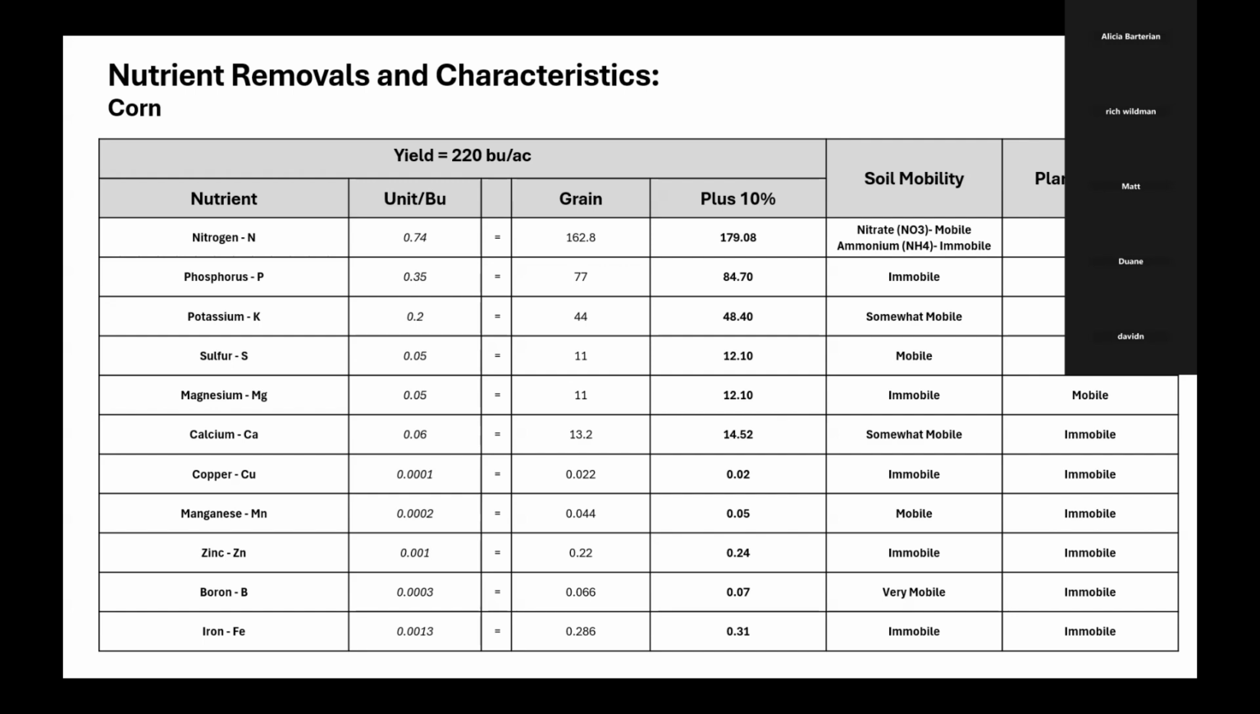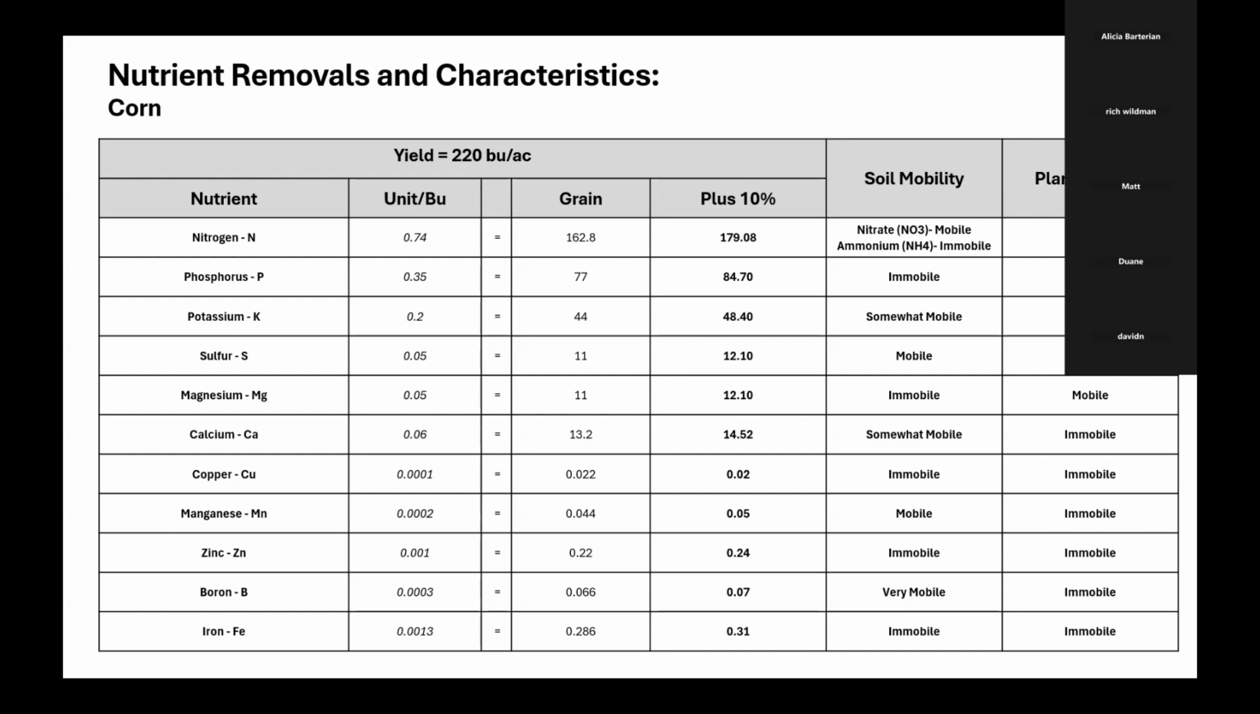So these, we already have programs built for them. The fertility program's built. It's soil applied. We know nitrogen is mobile. We're all probably using stabilizers with our nitrogen. Phosphorus, we know, is pretty stable in the soil. And potassium moves in soil solution.